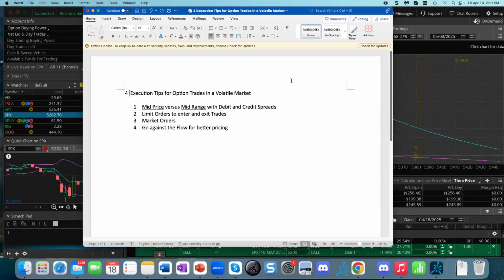Number two, limit orders to enter and exit trades. Anytime you have a trade on, always have some kind of limit order in to get out of it, even if it's away from the market. Put a good till cancel order in because you have a broker working for you for free. You have this order in, and a lot of times you think, well, I wouldn't have got filled. Well, you don't know unless you have an order in, right?